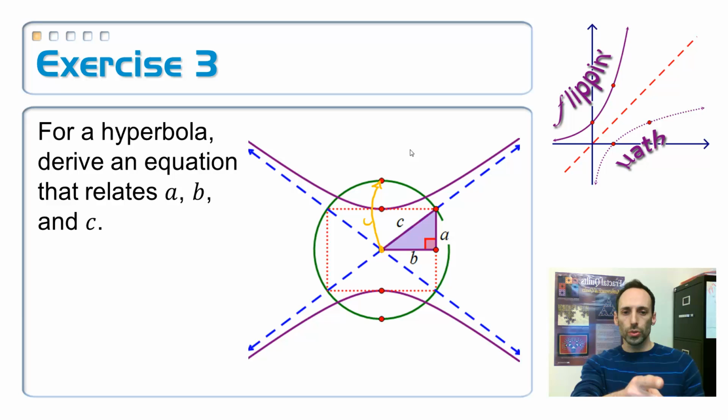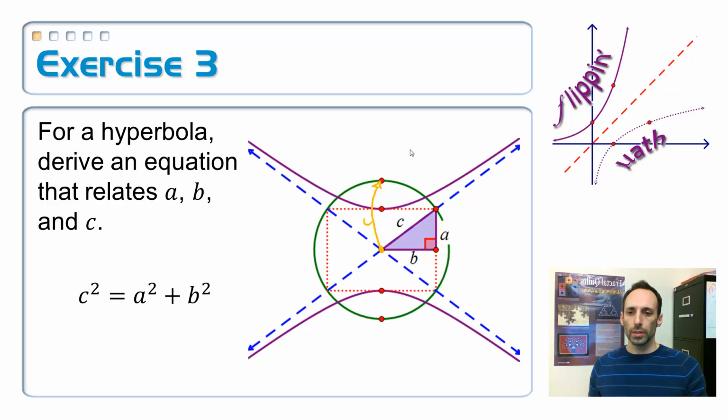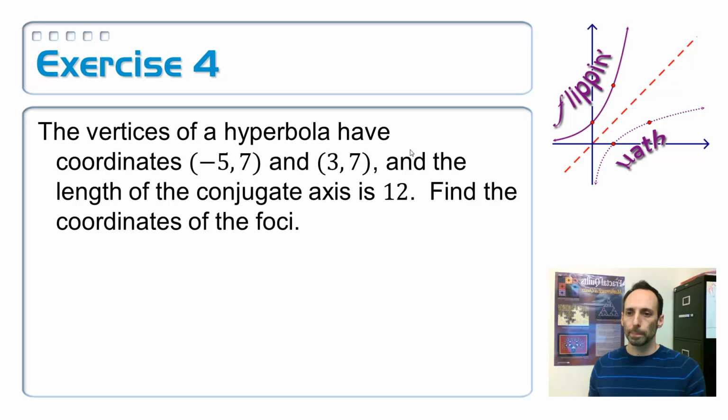So how are those a's, b's, and c's related? That one's just the traditional Pythagorean theorem: c squared is equal to a squared plus b squared. So the hyperbola gets the Pythagorean theorem, and the ellipse gets the anti-Pythagorean theorem. That's pretty interesting. Something to remember.